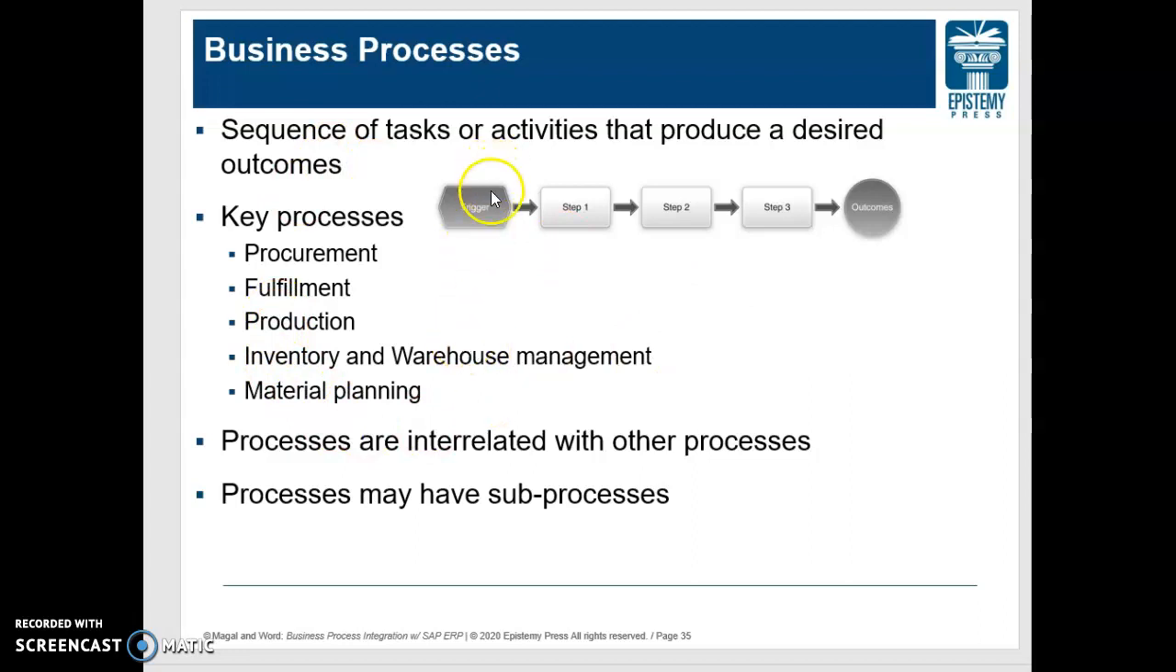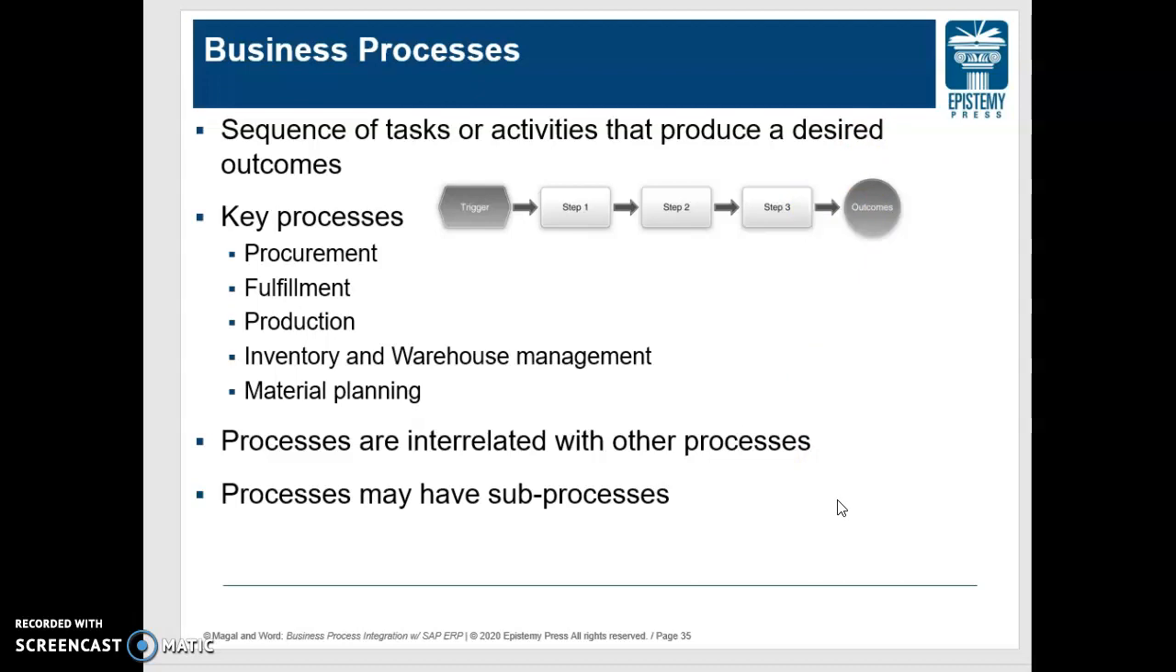And most processes have something that triggers them. So somebody triggers a purchasing department to buy something. And then there's a bunch of different steps we have to do to buy something and receive that material, which is the resulting outcome. One thing we have to realize is that processes are interrelated.